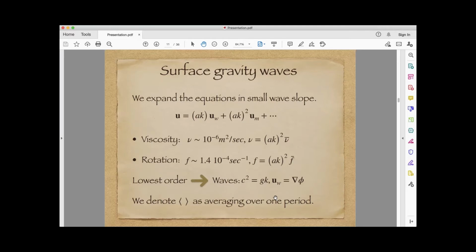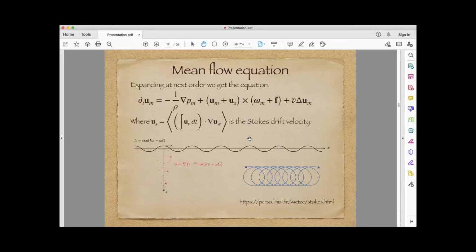Now the question is, how do you get the equation for the mean flow? We do an averaging process to find the evolution equation. As I said, we take the mean flow to have an evolution which is much slower than the evolution of the wave. So we are okay to do averaging over the faster time scale to get the equation for the slower time scale.